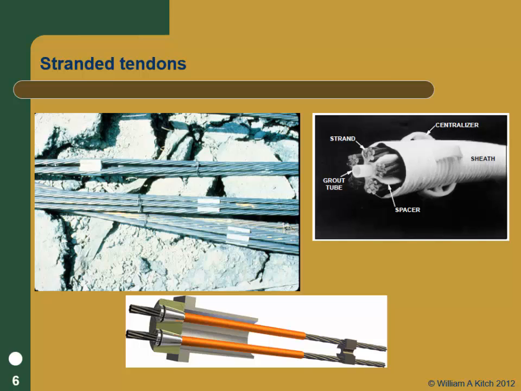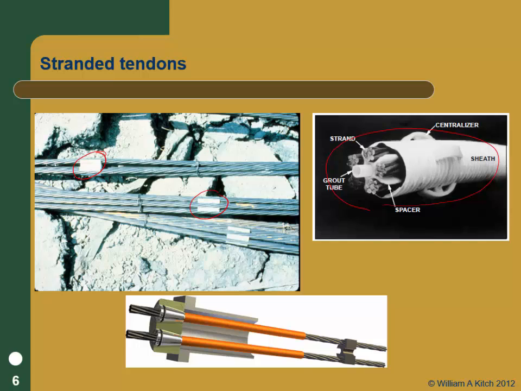So these are some typical pictures of strand and tendons. Here you see your strand and tendons, and you see these little plastic things in there. Those are spacers that are designed to make sure that the tendons get separated so that when you grout them, they're not all in one bundle. You can get the grout completely around them. And then they're often put in a big sheath like this.